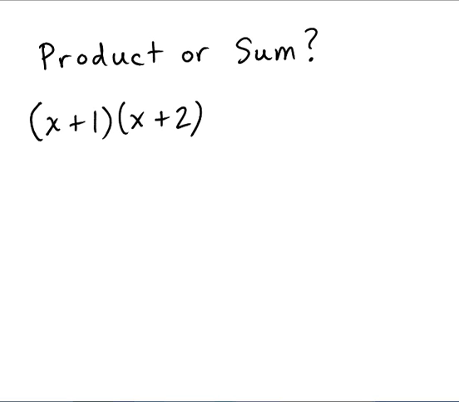Okay, in this expression there are a few operations. There's this addition in the first set of parentheses, there's an addition in the second set of parentheses, and there's an implied multiplication in between the parentheses. So we have multiplications and additions. So which one is this, a product or a sum? Okay, it turns out to be a product. If you're not sure about that, I'm going to discuss how you decide whether it's a product or a sum. It has to do with the order of operations.